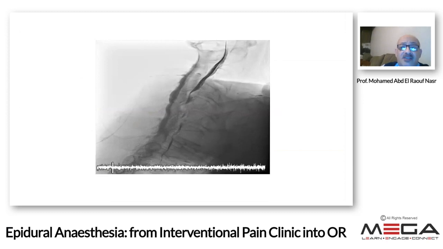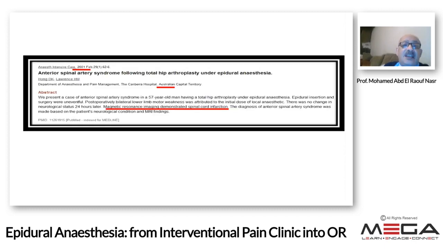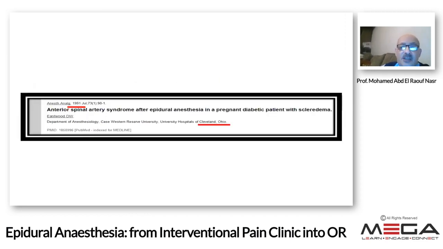So here in the cervical region, you see the pulsations in the cervical epidural space. This means this amount of dye is not compressing, is not causing a perivascular compression. And here is anterior spinal artery syndrome after total hip arthroplasty using epidural anesthesia alone. It is a very serious complication.